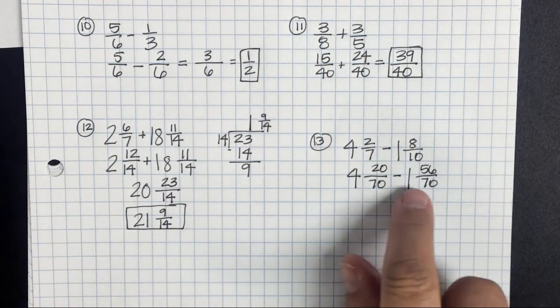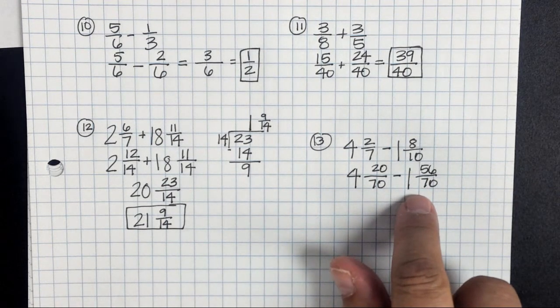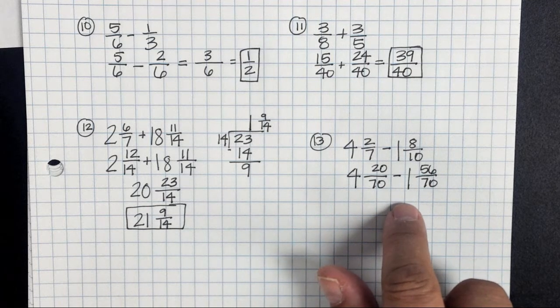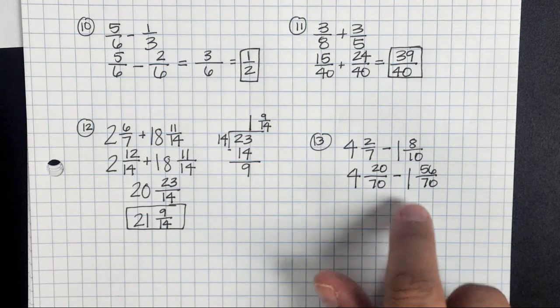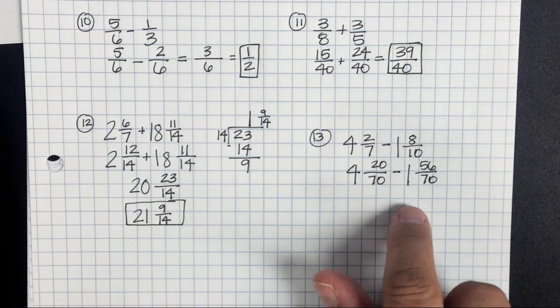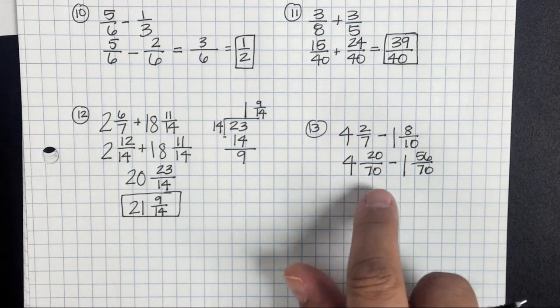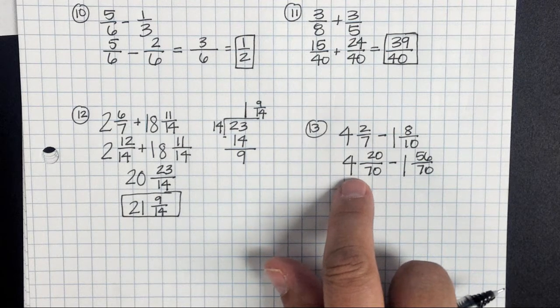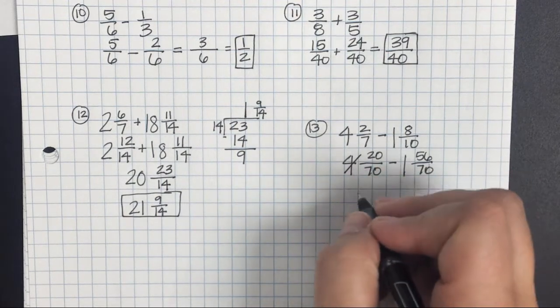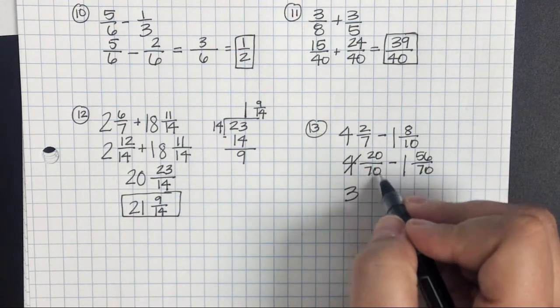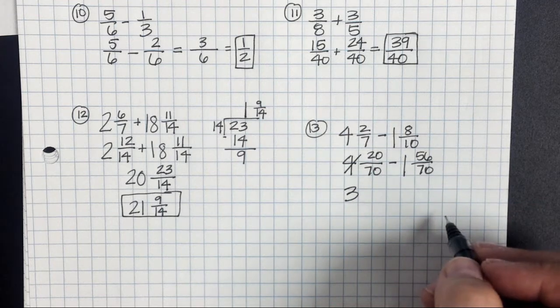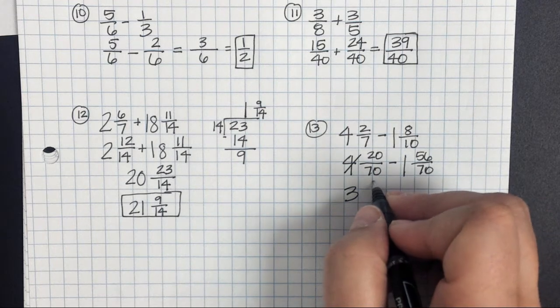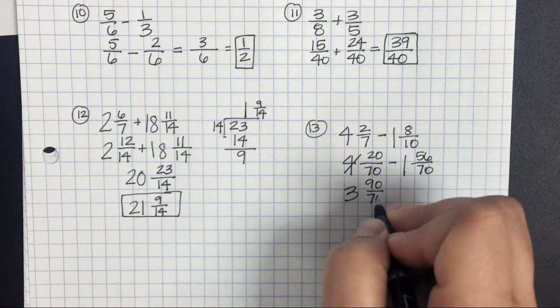Guys, I'm going to slow down a second. I'm going to stop and let everybody catch up. Hold on, because we're going to have to borrow. Let's look at this. If I take one whole from this, that becomes a 3. I'm going to add my numerator and denominator together. That becomes 90 over 70.